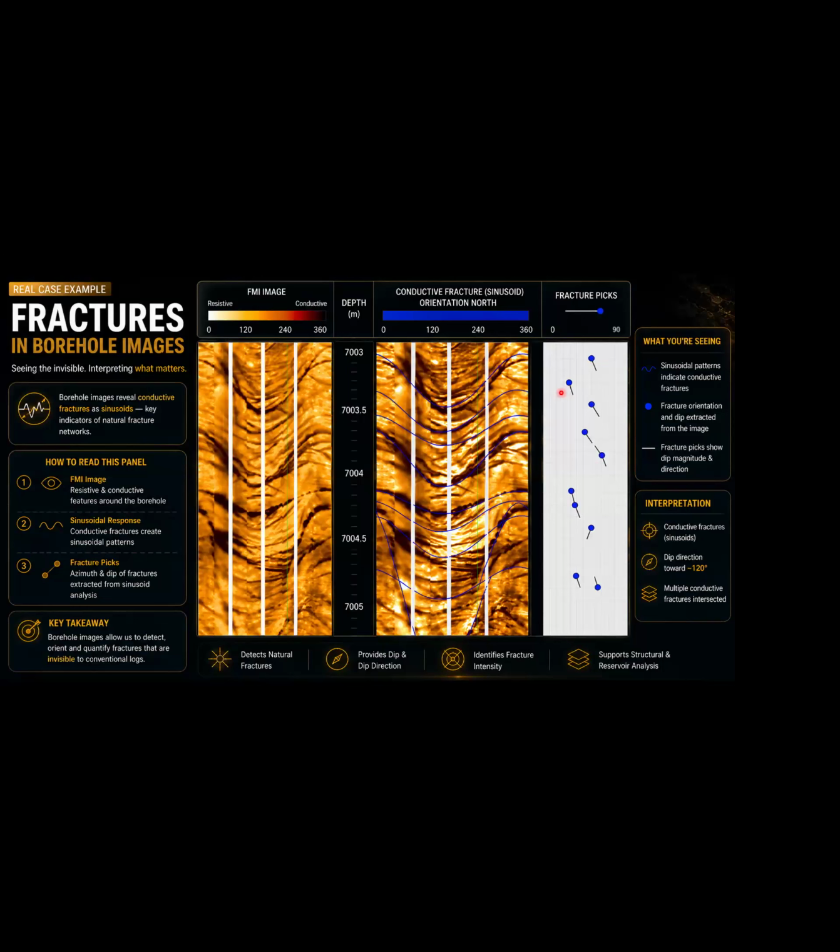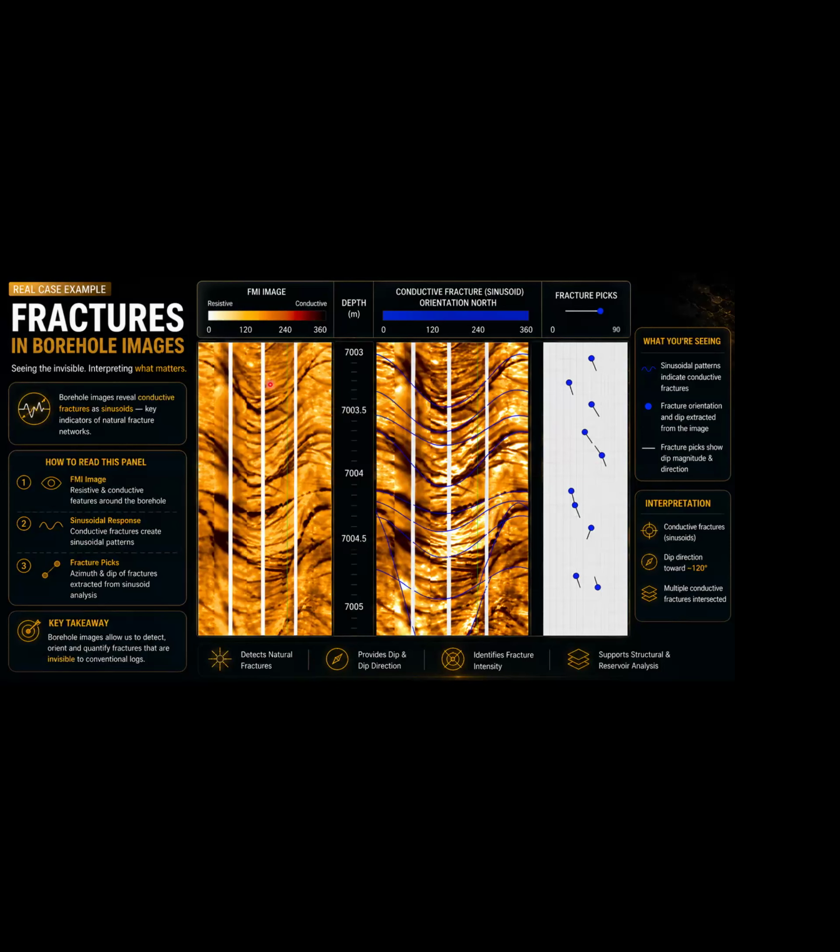Usually we see circles and tails, these pins. We call them tadpoles. Tadpoles represent the dip magnitude and dip azimuth. Dip magnitude is the amount of dip, and dip azimuth is the direction of dip. In the case of fractures, we might care about the strike azimuth itself to see the corridors, or the fracture trend, how it looks.